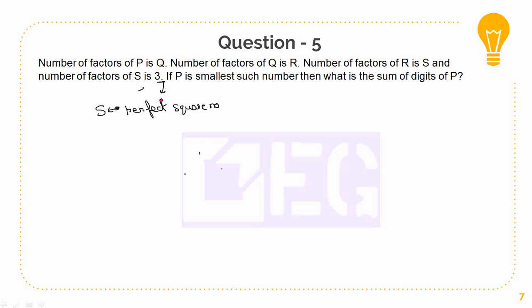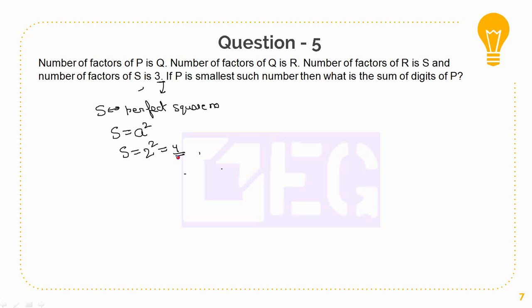Only then it will contain 3 factors. So S will be in the form of A square, where A is a prime number. Then only it will contain 3 factors, and we need the minimum possible number. That means S will be 2 square, which is equal to 4. So the value of S will be equal to 4.